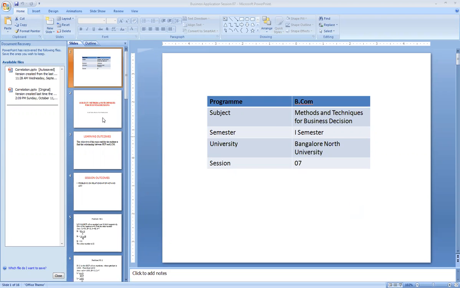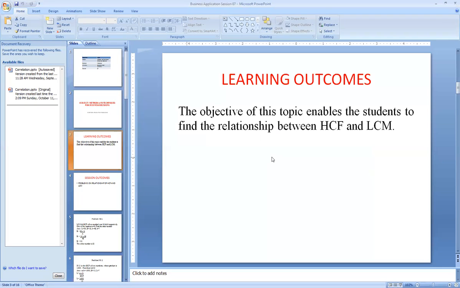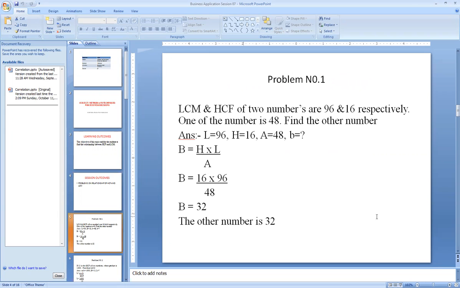In this session, the learning outcome of the subject is to enable the students to find the relationship between HCF and LCM, and the session outcome is on the relationship of HCF and LCM problems. Let us see problem number 1. The LCM and HCF of two numbers are 96 and 16 respectively. One of the numbers is 48, find the other.